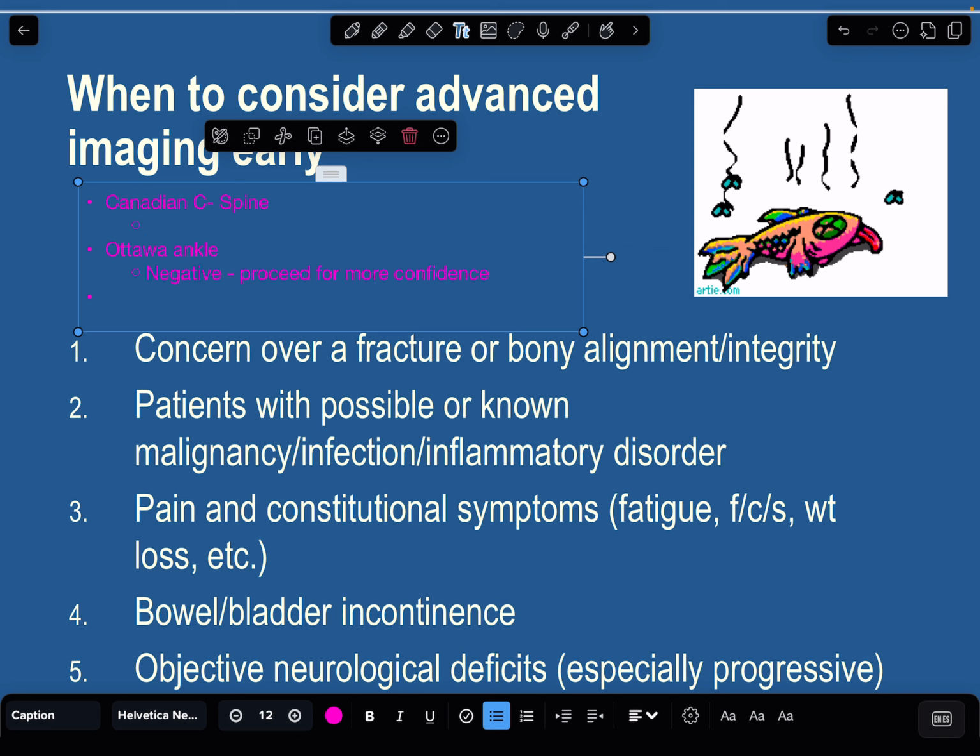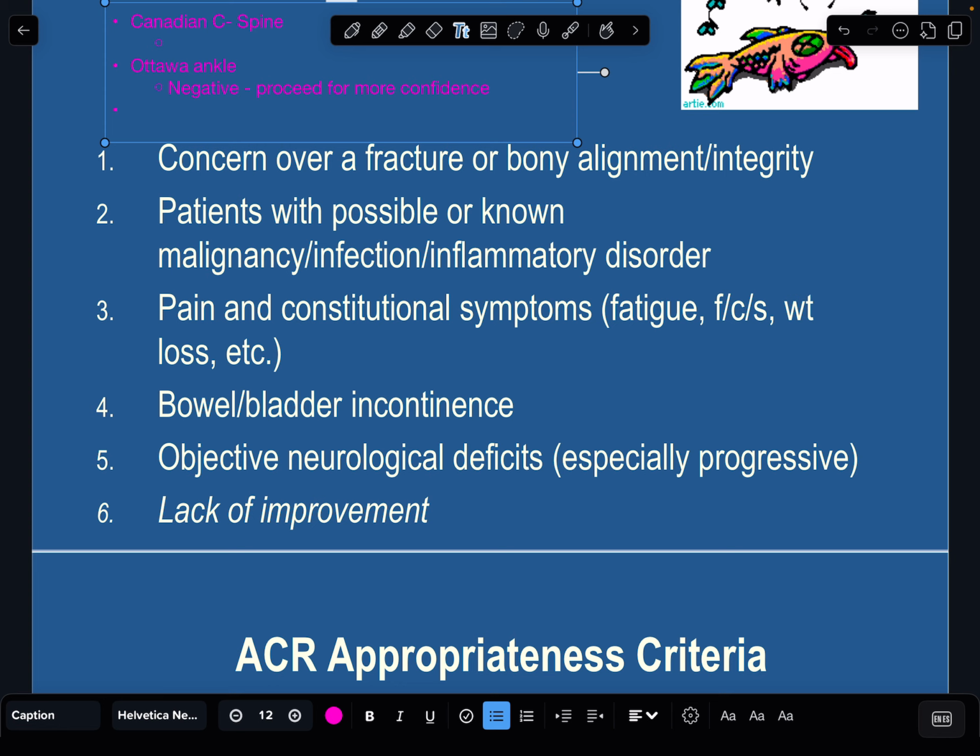But bottom line is, if you have concern, if you have patients with red flag findings, we'll talk more about those, like malignancy, infection, inflammatory disorders. If they have pain and constitutional symptoms associated with it, and that pain is really, really bad, go ahead and image them. Constitutional symptoms, what do I mean by that? Something like fatigue, fever, chills, sweats, weight loss. Start thinking about maybe an infection. If they have any concerns over bowel and bladder issues, we'll talk about that a little bit more too. Objective neurologic deficits, especially progressive ones. And then lack of improvement, we'll talk more about that, but that's always one that's a little sticky.